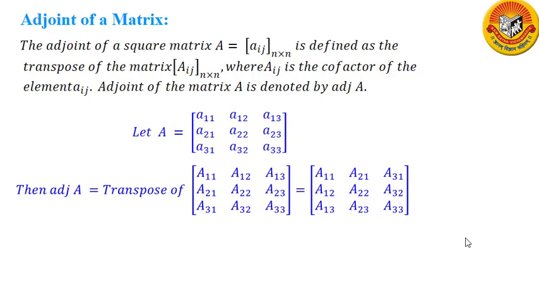Whenever you are given a matrix A and you want to find adjoint of A, you first have to find cofactors of each element, and then you have to apply this formula, that is, adjoint A is the transpose of the matrix of cofactors.